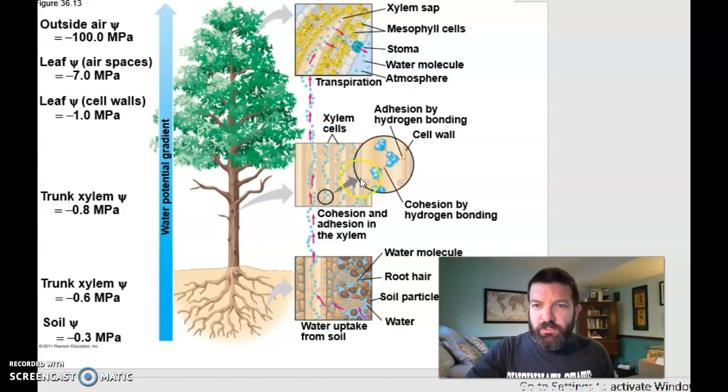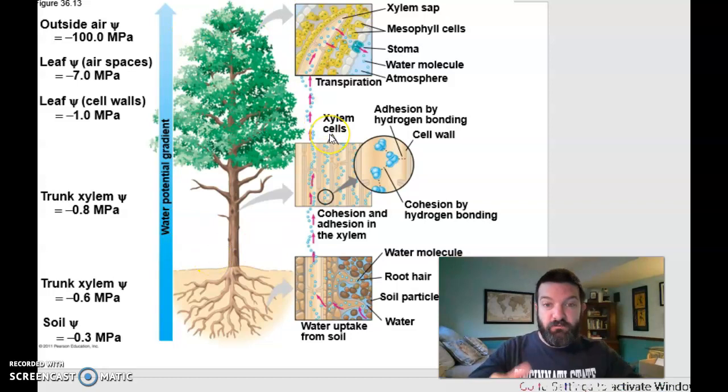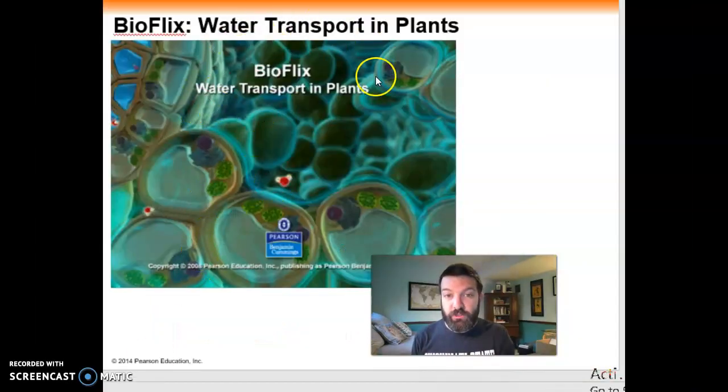And this process, which again results from the cohesion and adhesion of water molecules because of their polarity and their hydrogen bonding, results in a lot of negative pressure up here from the evaporation of water that pulls water all the way up from the roots, sometimes a few inches or a few feet, or in the case of giant redwood trees, again, we're talking about often a few hundred feet. This is a BioFlix video that you can find on your Mastering A&P, and I highly recommend watching it if you're having trouble with this idea of bulk water transport.